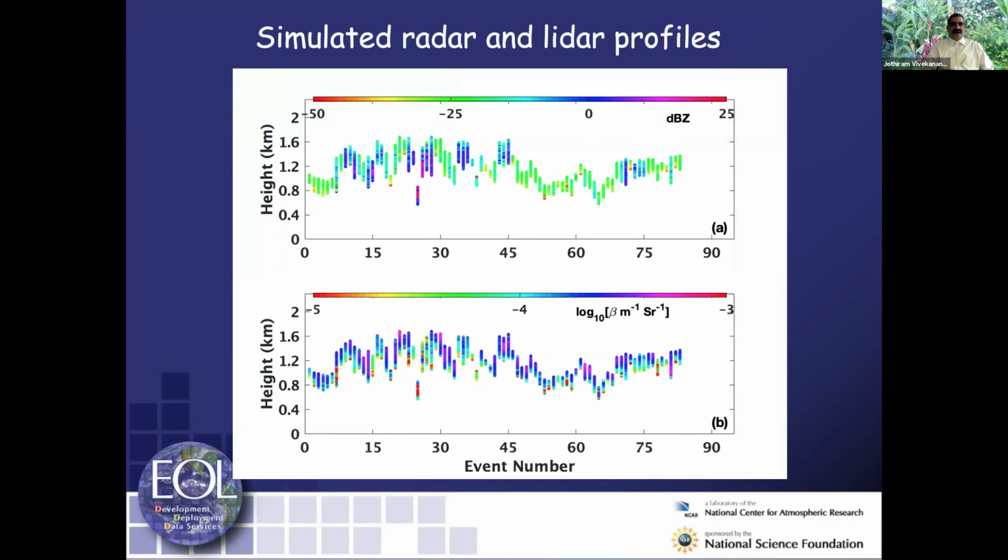This is the simulation of 83 ascents or descents of the profiles from C-130 profiles of Stratocumulus cloud. The top panel shows dBz measurements, between minus 30 or minus 40 dBz up to about 20 dBz or so. You can see that as the height increases, as you go up, values decrease. That's because it's cloud droplets. The smaller the droplet size, the smaller the dBz.